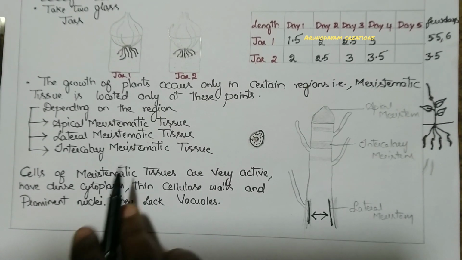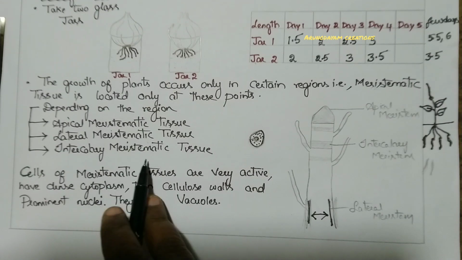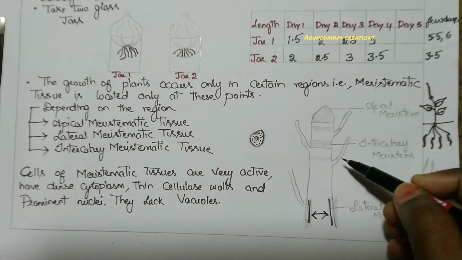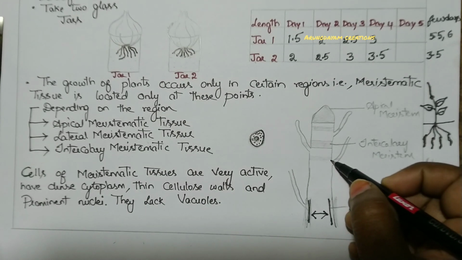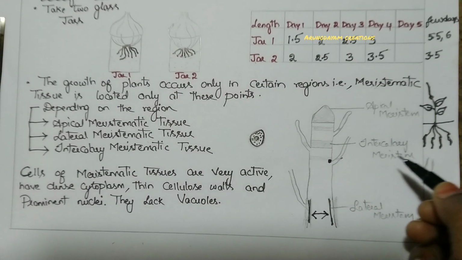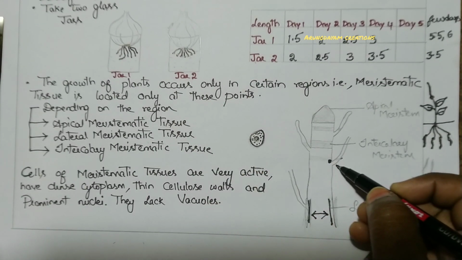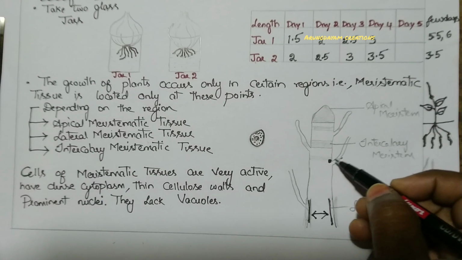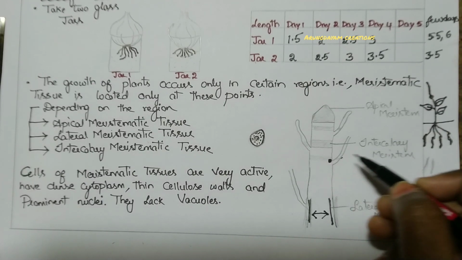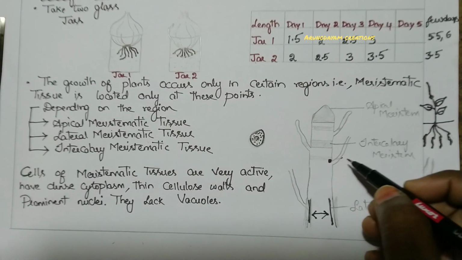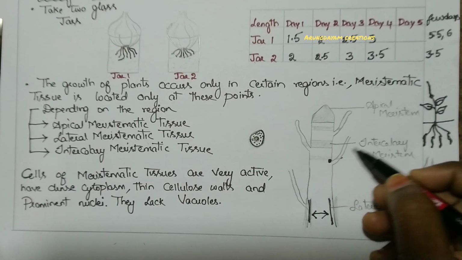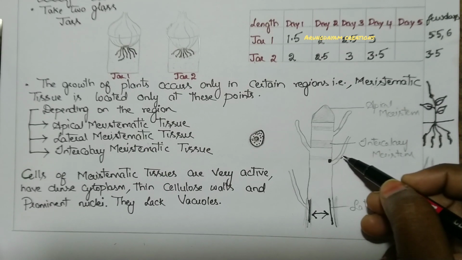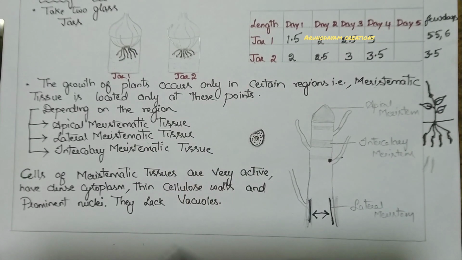Okay. Next, intercalary meristematic tissue. This tissue will be present in the nodes of the stems. Nodes means that is the region where the leaf arises. For example, this is a node from which a leaf arises. So this intercalary meristematic tissue is present in the nodal regions of the stems, and they will help in the production of branches and buds. These cells present in the intercalary meristematic tissue will help in the formation of branches and also flower buds. These are the three types of meristematic tissues depending on their regions.